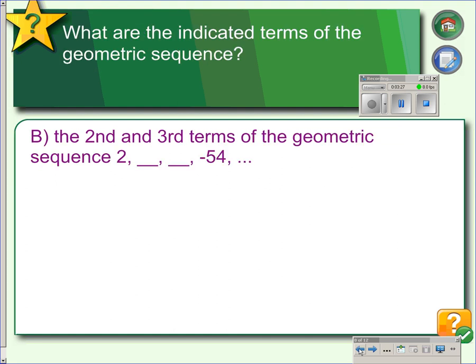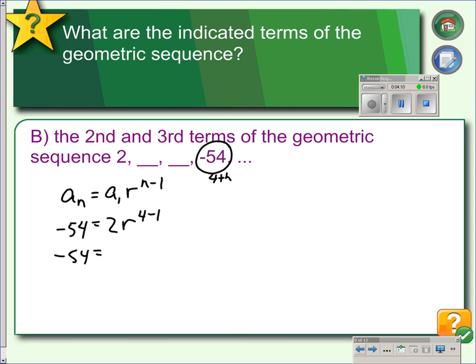Okay, this problem's a little bit more challenging where you're missing 2 terms. So if we're missing 2 terms, we can use our explicit formula, a sub n equals a sub 1 times r to the n minus 1. And we will plug in this term for a sub n. And a sub 1 is 2. But we don't know our common ratio, so we're going to have to solve for that. We do know that negative 54 is our 4th term. Since this is our 4th term, we're going to put 4 in for n. So that's what we have for our formula.